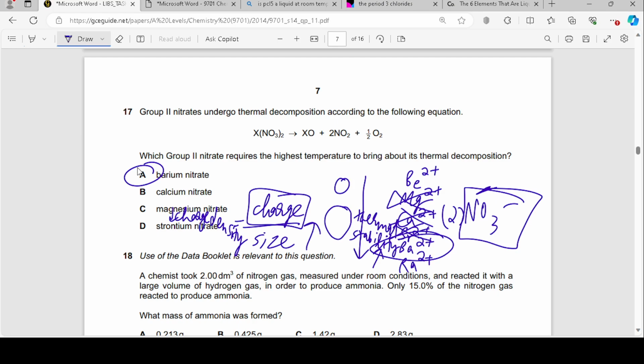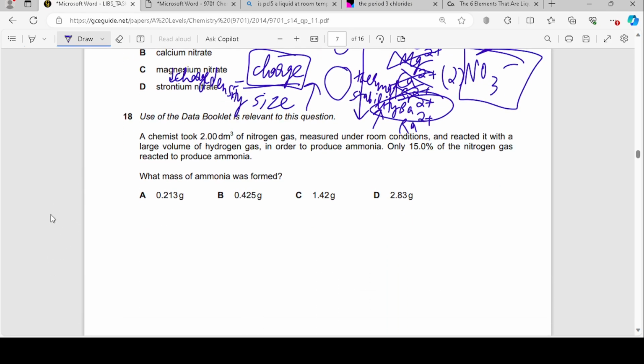Now let's move to the next question. Use of the data booklet is relevant to this question. A chemist took 2 cubic decimeters of nitrogen gas measured under room conditions and reacted it with a large volume of hydrogen gas in order to produce ammonia. Only 15% of the nitrogen gas reacted to produce ammonia. What mass of ammonia was formed? So I'm just going to write down the equation because it's fun to write down equations.